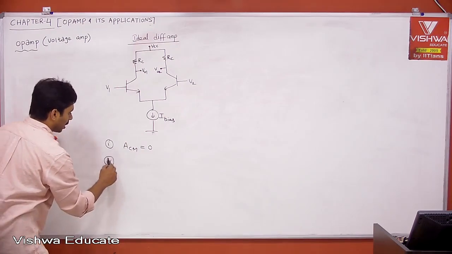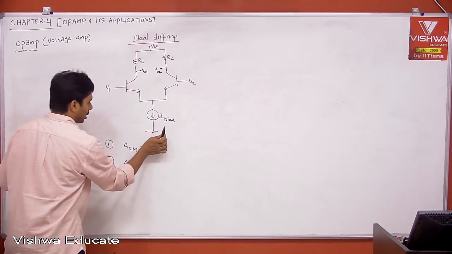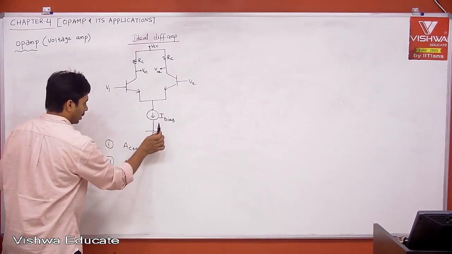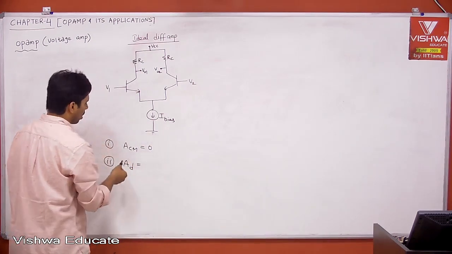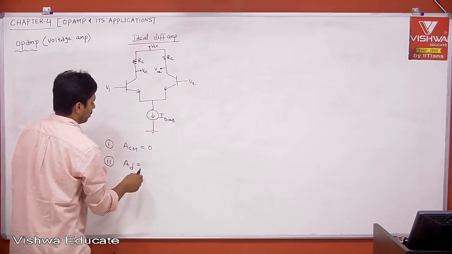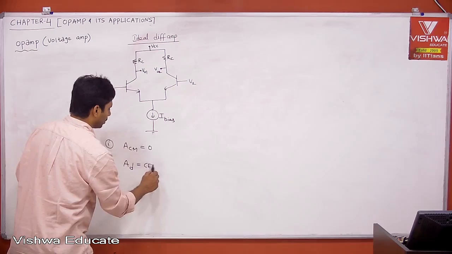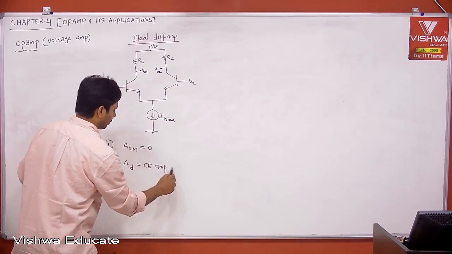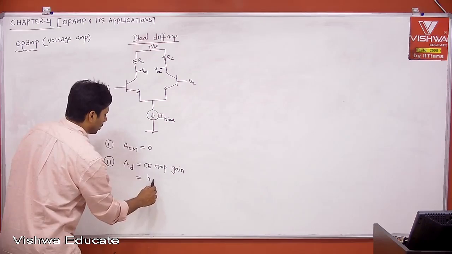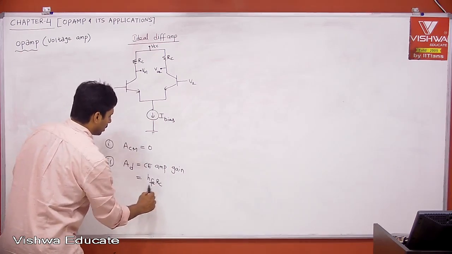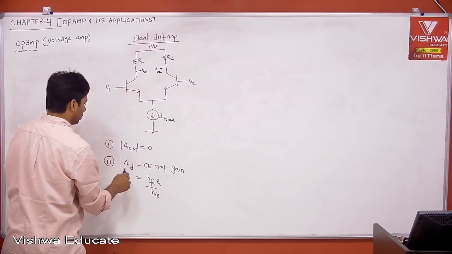And what is the differential gain? The differential gain AD is defined as V01 over the differential input. That is nothing but your CE amplifier gain, which is HFE into RC divided by HIE. Everything, let us take as magnitude.